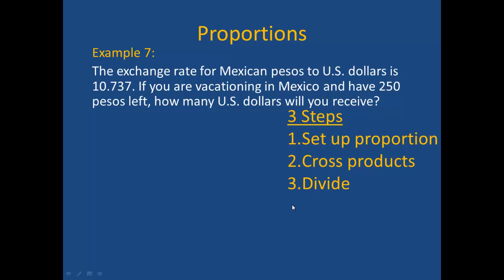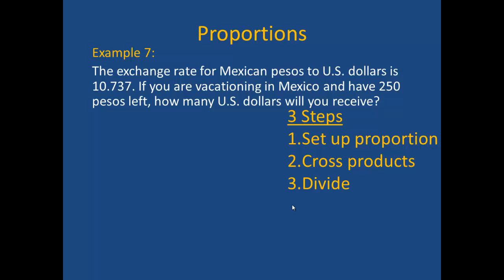In our last example today, the exchange rate for Mexican pesos to US dollars is 10.737. So if you were vacationing in Mexico and at the end of your vacation you had 250 pesos left, how many dollars in US dollars would you receive if you exchanged your pesos back?